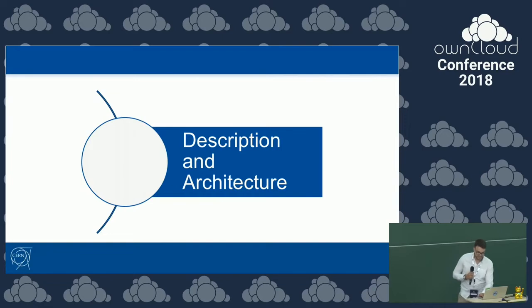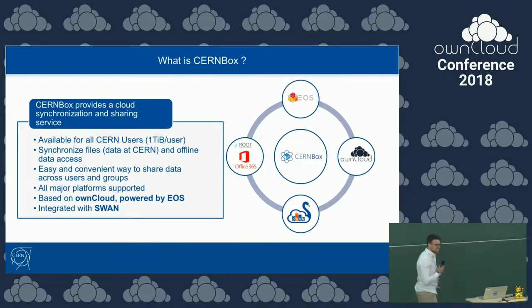So, that said, I will explain a little bit what we do with CERNBox on a smaller scale. CERNBox is our cloud sync and share solution for CERN users. It is available for all CERN users. We provide 1 terabyte of quota. We allow our users to synchronize files, and we also give the possibility to have online functionalities. It's a very easy and convenient way to share data across users and groups thanks to the ownCloud sharing capabilities. All major platforms are supported, and it is based on ownCloud and powered by EOS. EOS is the open source storage system developed by CERN. And CERNBox is not just sync and share. It's a collaborative platform. We have integrated with Office suites, for example, for editing Office files, but also with scientific environments like SWAN to perform web analysis from the web interface.